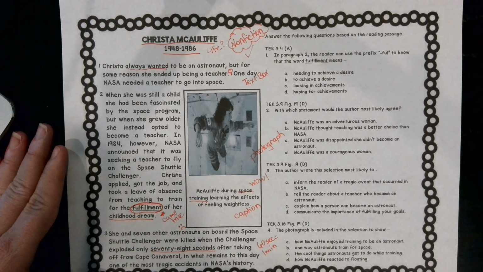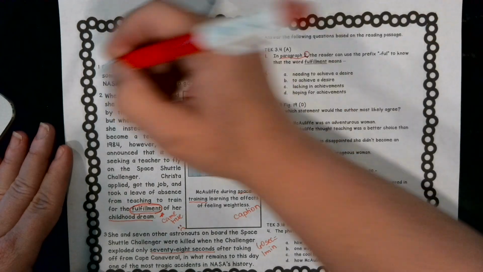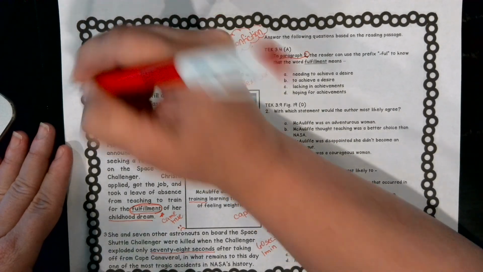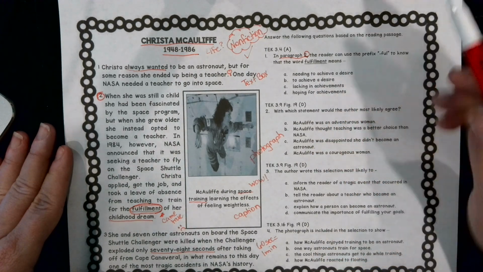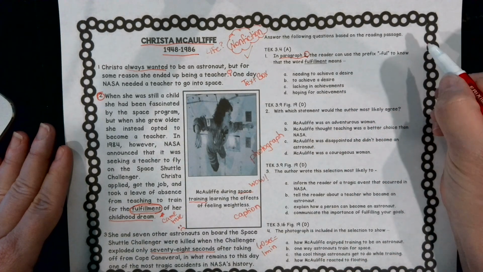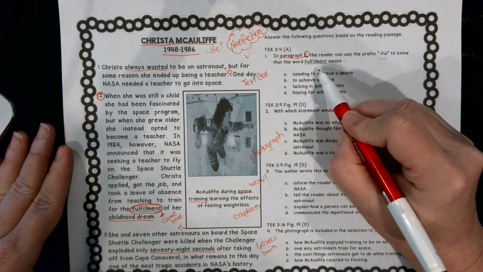In paragraph 2, so I know right now that I'm looking for paragraph 2. So everybody go look at paragraph 2. I'm going to circle it because that's where I need to look. The reader can use the prefix full to know that the word fulfillment.